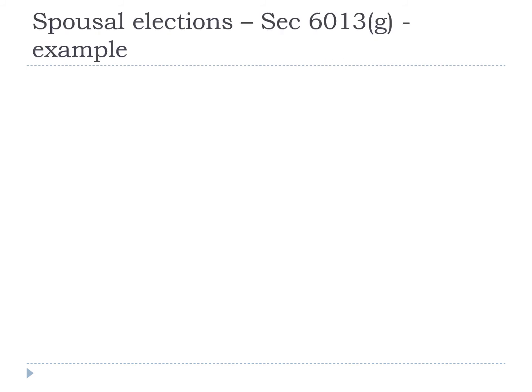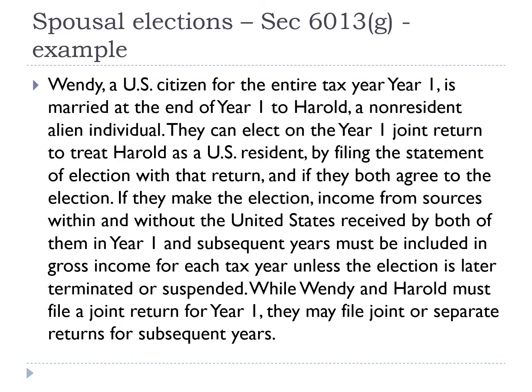Here's an example of the 6013(g) election. Wendy, a U.S. citizen for the entire tax year 1, is married at the end of the year to Harold, a non-resident alien individual. They can elect on the year 1 joint return to treat Harold as a U.S. resident by filing the statement of the election with that return.